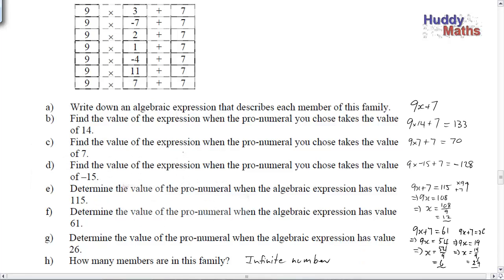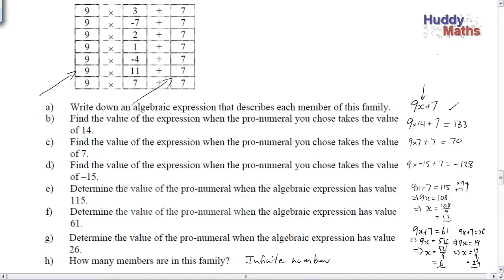Okay, how did you go? Here we go. Write down the algebraic expression. What's in common? Been times by 9 and 7's been added. So we're going to say 9 times our number, our generation number, plus 7.